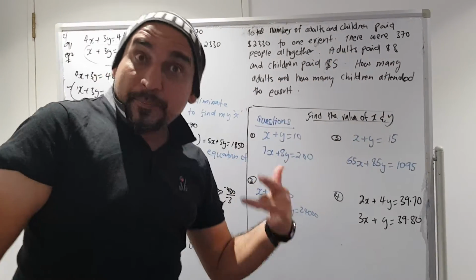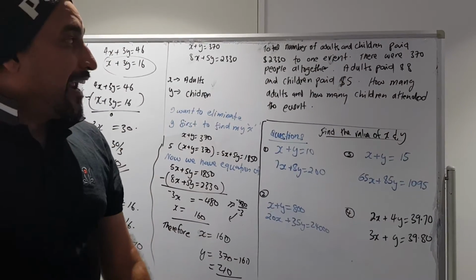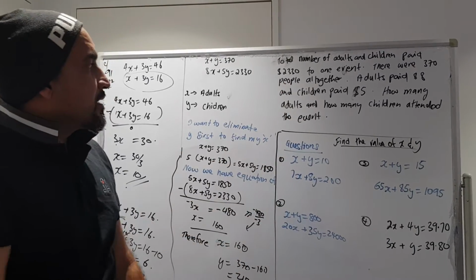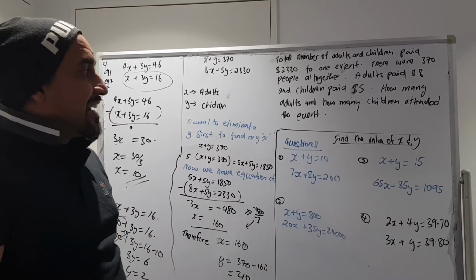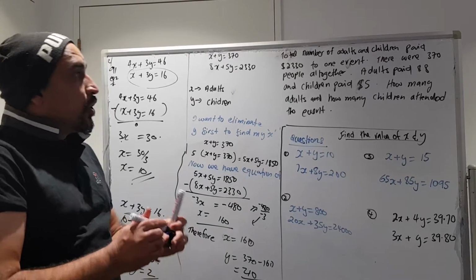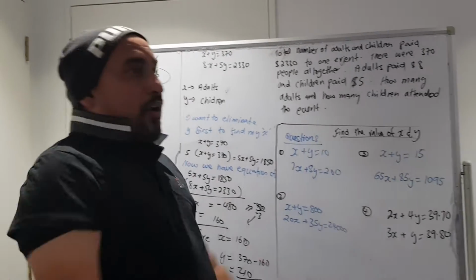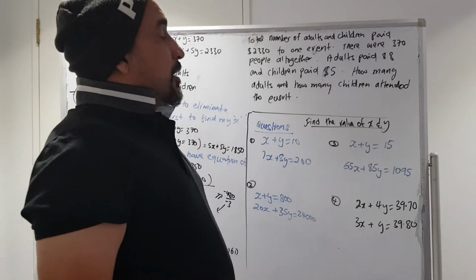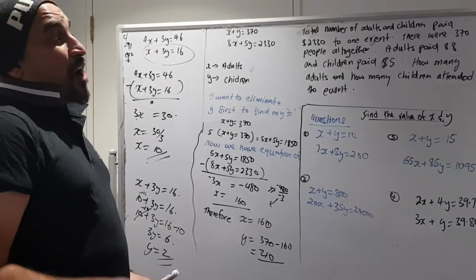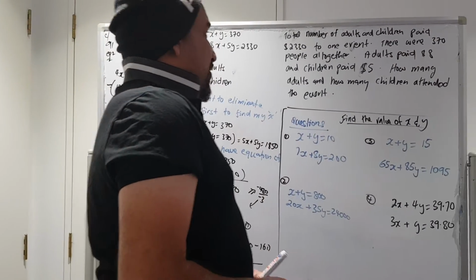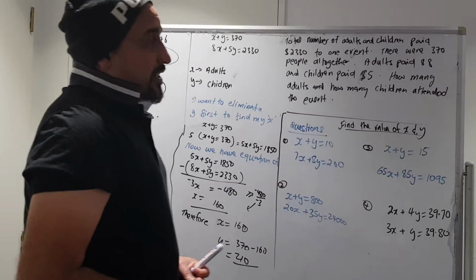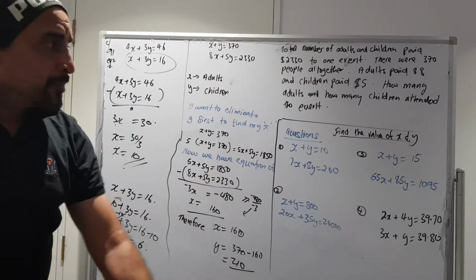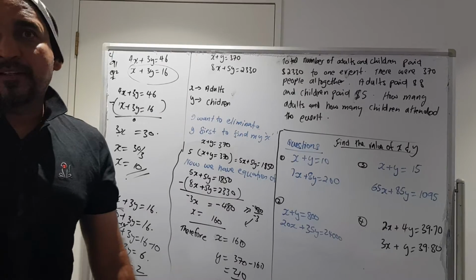Adults paid $8 per ticket and children paid $5 per ticket. So how many adults and how many children attended the event? Once again, together they all paid 2,330, and together adults and children, the total number was 370. The price for an adult ticket was 8, and the price of a child ticket was $5. Your job is to find how many adults were there and how many children were there.